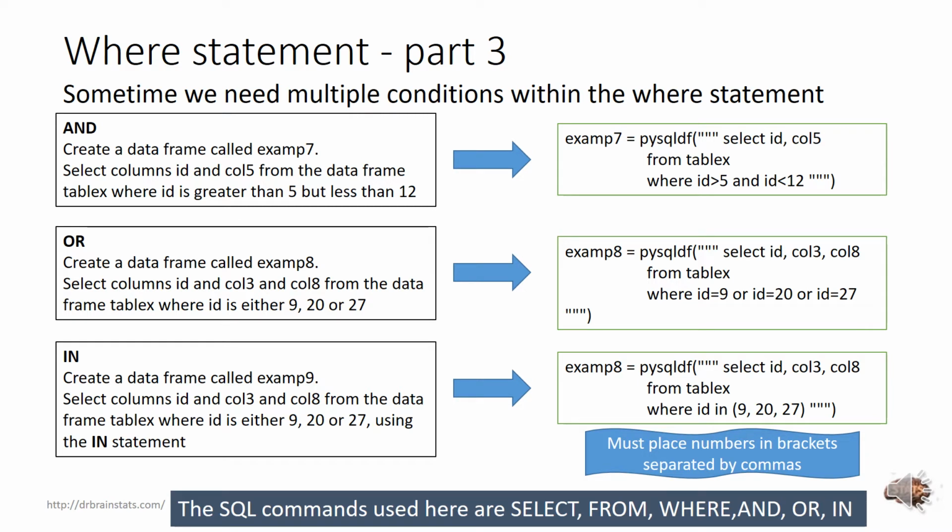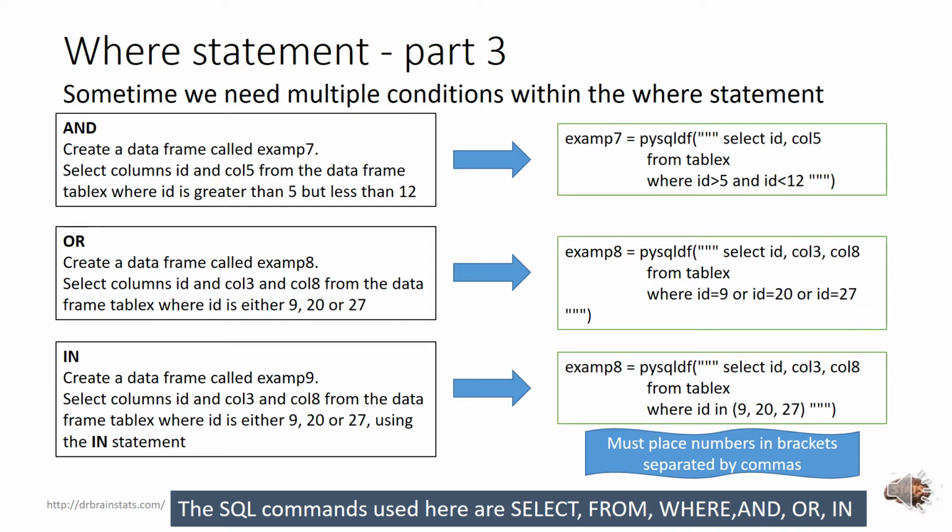Sometimes within a where statement, we will need multiple conditions. This slide introduces and, or, and in. For the and example, we're going to select columns ID and col5 from a data frame tab X, where ID is greater than 5 but less than 12. As we can see from result, just look at the where statement. See where ID is greater than 5 and ID less than 12. It's that simple, that's straightforward.